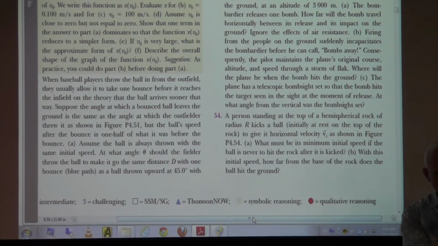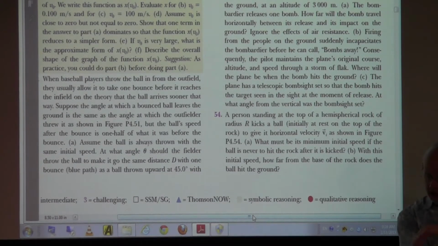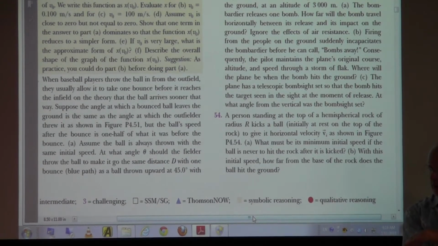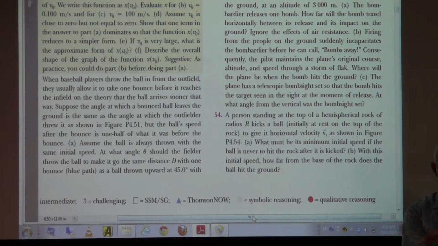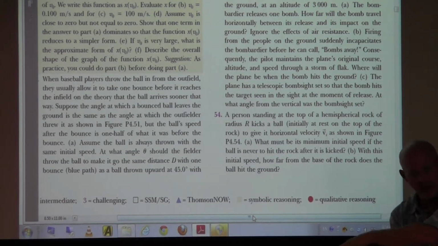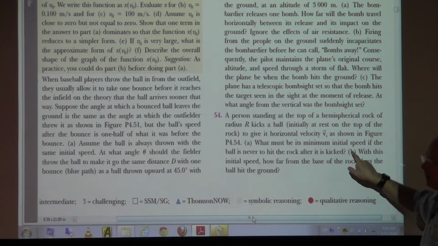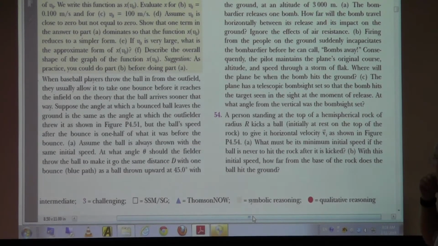So we want it to go out. Now, of course, you know gravity is going to make it drop, right? But we want to kick it hard enough that it doesn't hit the rock. Now, obviously, if you kick it really hard, it'll never hit the rock. But the question is, what is the minimal speed? It will never hit the rock.